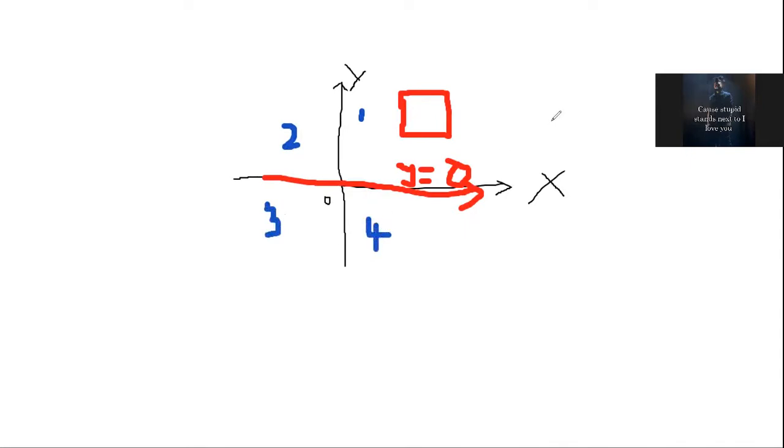Now, if you want to reflect this object in the line y equal to 0, or in the x-axis, which region will the image be formed? Caleb, which of the regions there will the image be formed?